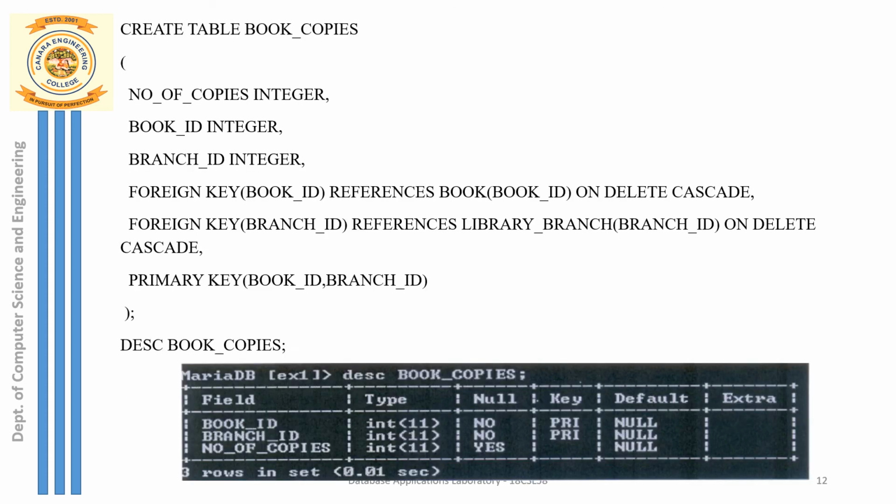We have the next table, that is book copies. Here you can see the attributes that we have taken: number of copies, then the book ID, then the program ID. Book ID and program ID are again there over here. These two are already there in our book table and our library table. So here the foreign keys are book ID and program ID or branch ID, which are referencing our book table and then the library branch table. What is the primary key here? The combination of book ID and the branch ID or program ID is the primary key. So do not forget to specify the primary key there.